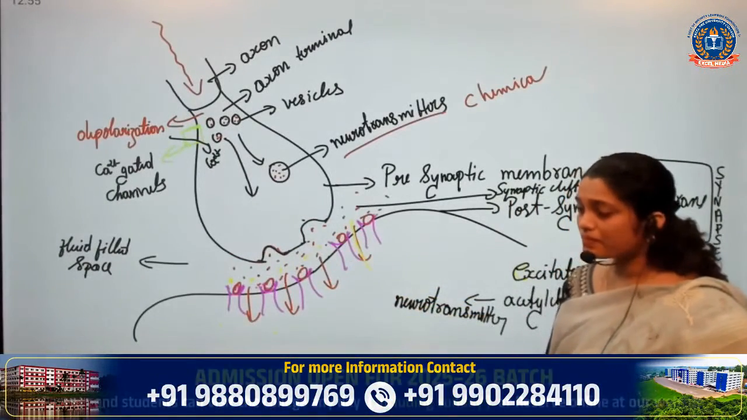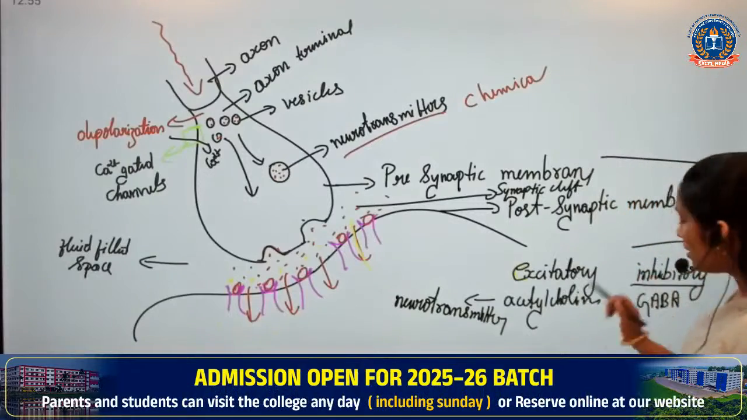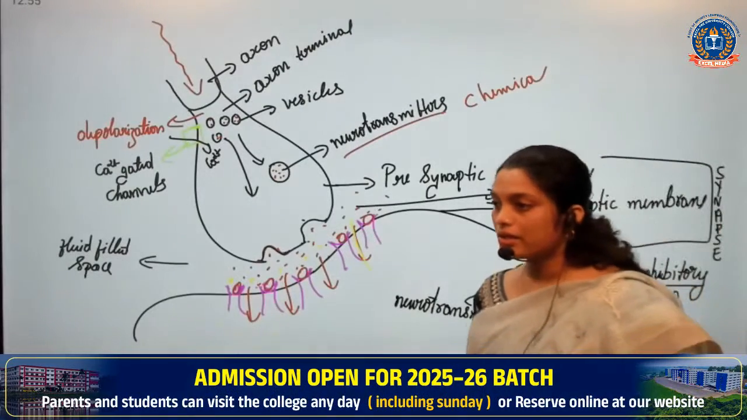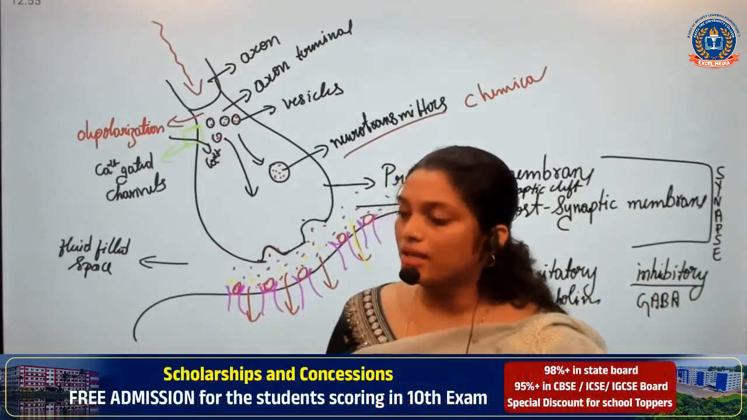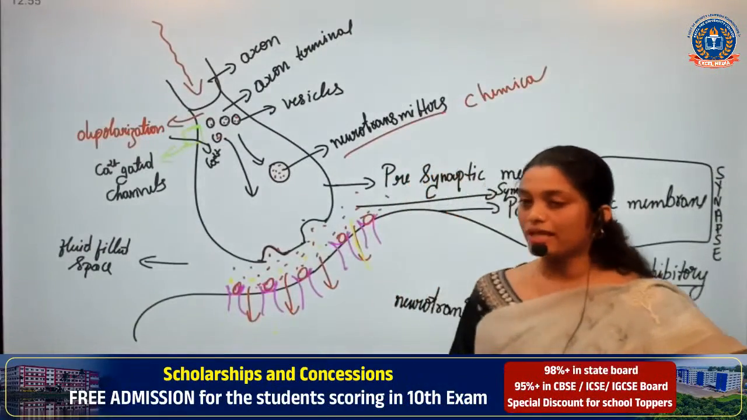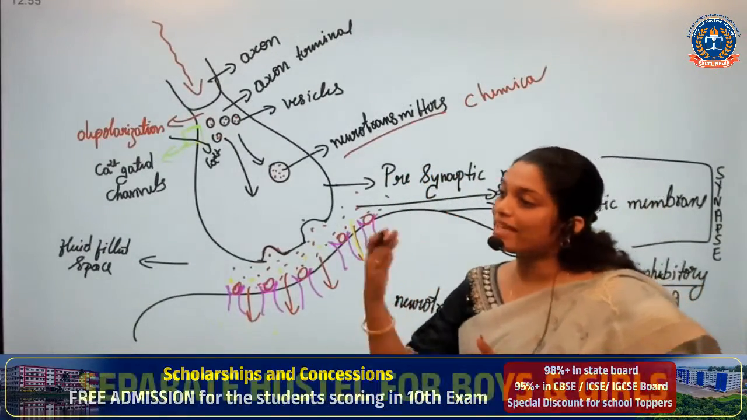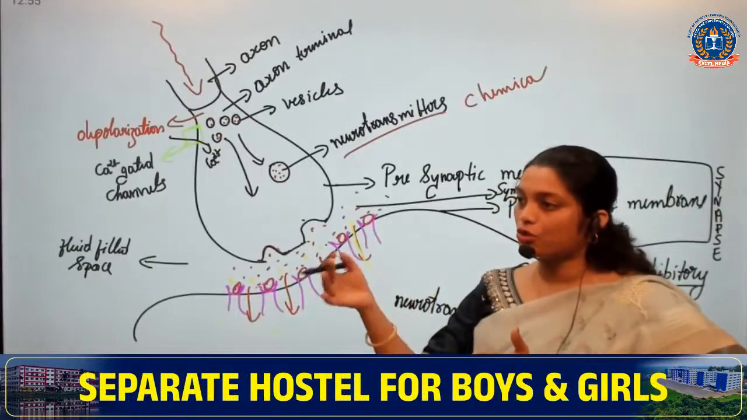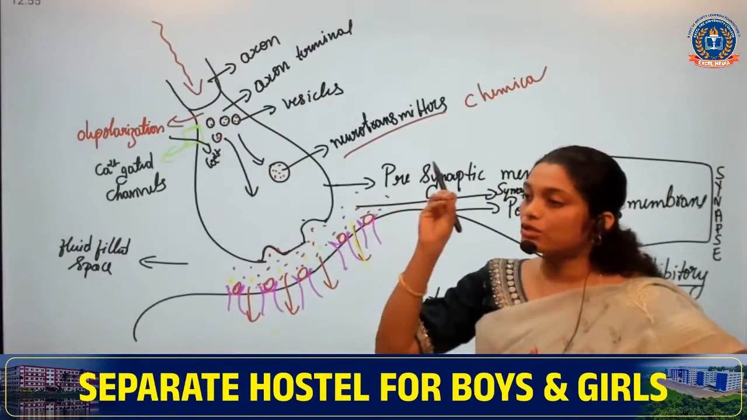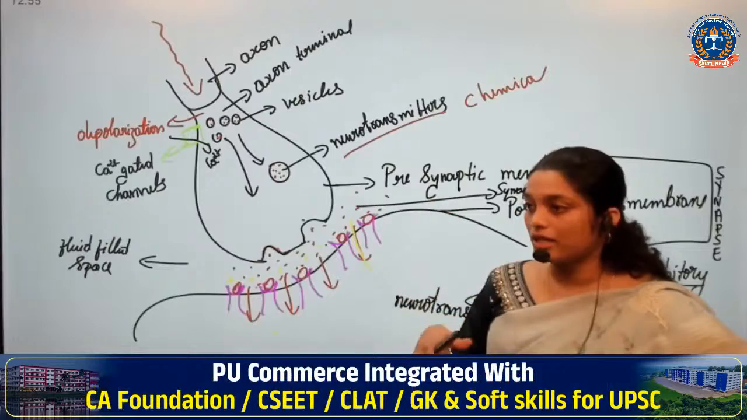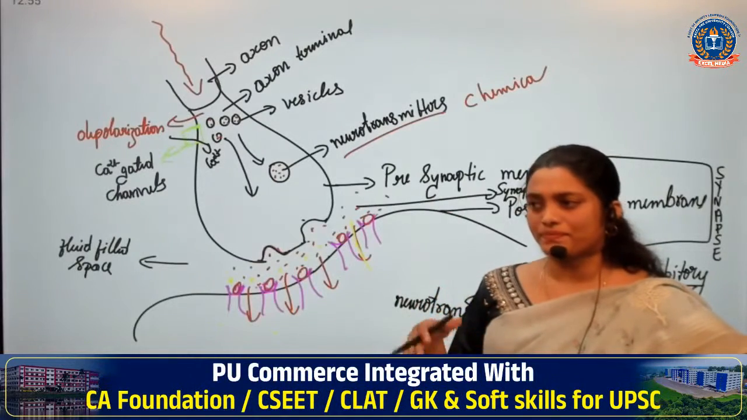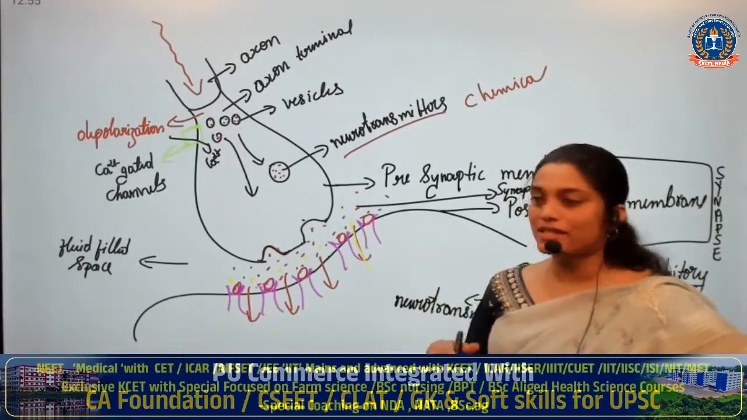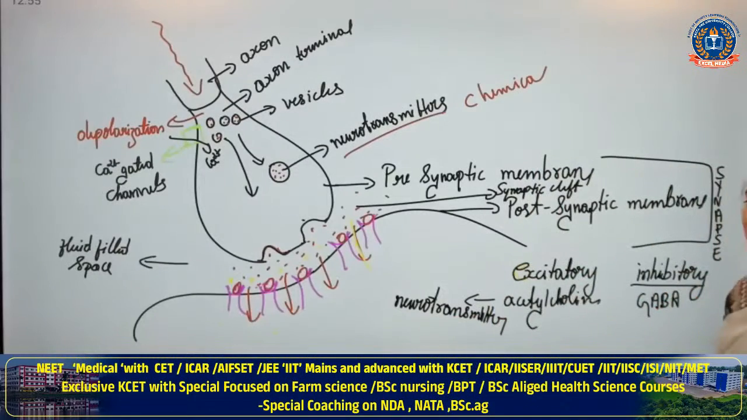GABA is an inhibitory neurotransmitter. Yes, GABA is an inhibitory neurotransmitter. If it doesn't want to send any information, or if that action needs to be stopped, that means the neuron should slow down. That function is done by the GABA receptors.